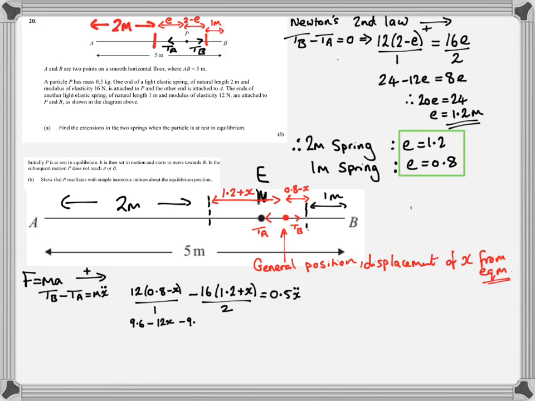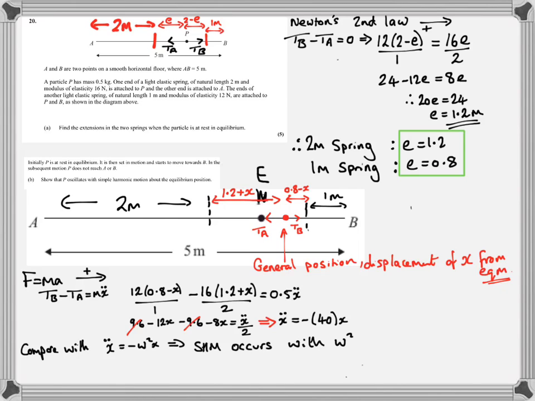So if I carry on, I'll write it out first. I can see they've cancelled, and that will leave me with x double dot, the second derivative of displacement, i.e. the acceleration, is equal to minus 40 times x, and then I can compare that with the standard simple harmonic motion expression for acceleration and deduce that simple harmonic motion does occur, and furthermore omega squared will be equal to 40. Very, very standard approach to such questions. Practice a couple of times and make sure you're happy with that.